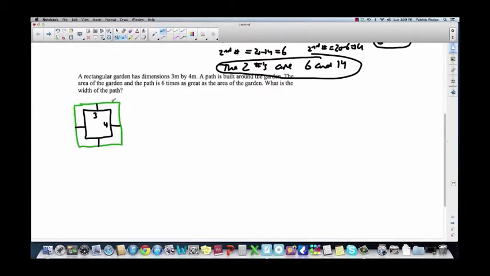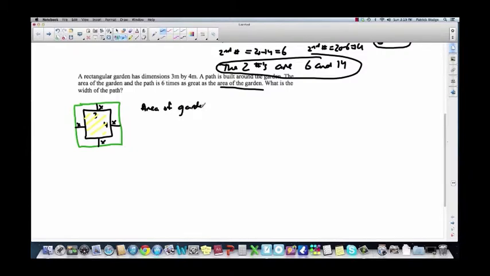So guess what we're going to call these distances? X, and it's the same here, X, and the same here, X, and it's the same here, X. Okay, it talks about the area of the garden. Well, we can figure out the area of the garden. The area of the garden is this inside part here. How much is the area of the garden? 3 times 4, which is 12. So area of garden equals 12.